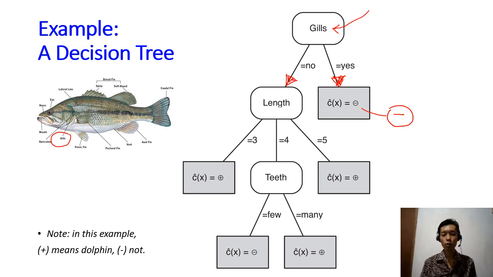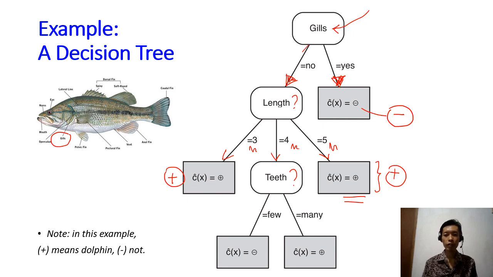And then according to this tree, we ask again, what is the length? Is it 3 meters long, 4 meters long, or 5 meters long? And then based on the fish that we're looking at, we simply go to one of these branches. If we have this kind of square here, it means that we stop there. There are no more questions to ask, and we have the conclusion whether it is a dolphin or not. If it looks like this, it means that we ask another question again.